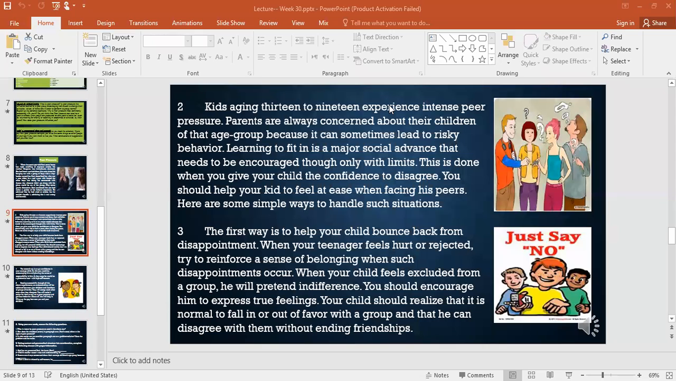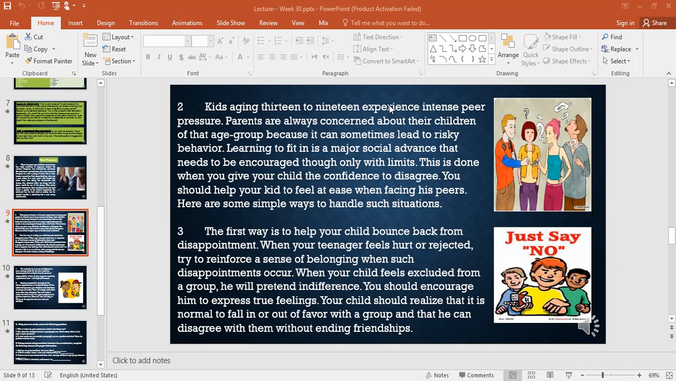The first way is to help your child bounce back from disappointment. When your teenager feels hurt or rejected, try to reinforce a sense of belonging when such disappointment occurs. Okay, so the first point is to help your child bounce back from disappointment. If your friends don't want you because you are not doing what they want, this is normal. No need to feel disappointed. You have to give them confidence all the time.